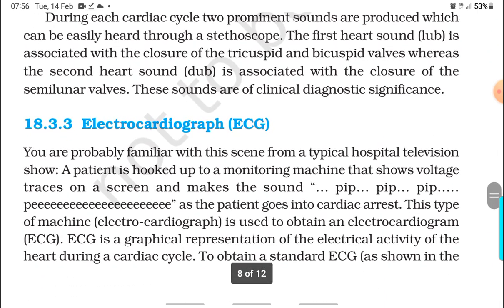During each cardiac cycle, two prominent sounds are produced which can be easily heard through a stethoscope. The first heart sound, lub, is associated with the closure of tricuspid and bicuspid valves, whereas the second heart sound, dub, is associated with the closure of semilunar valves. These sounds are of clinical diagnostic significance.